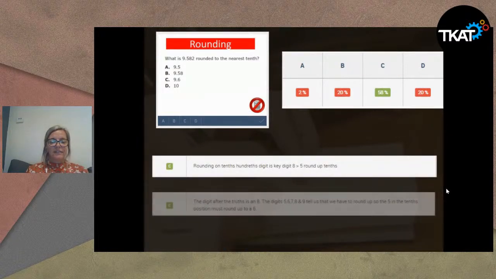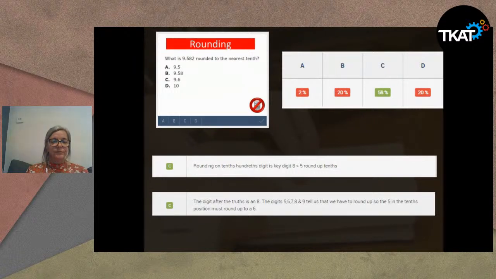And then it's really nice to see those children who understand how to answer this question because they are solid in their learning.